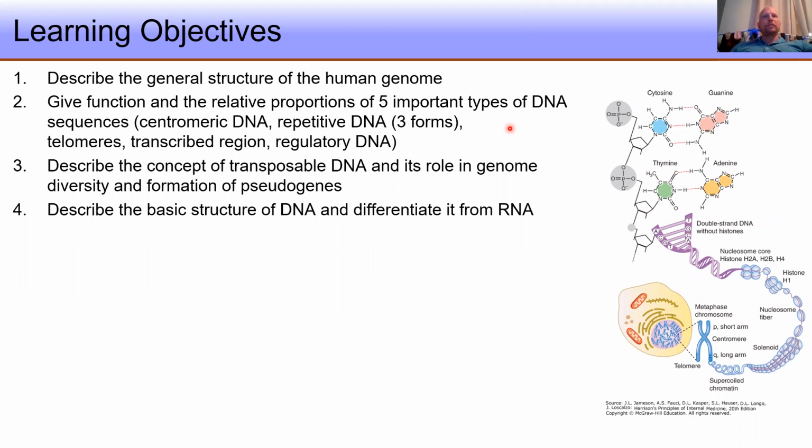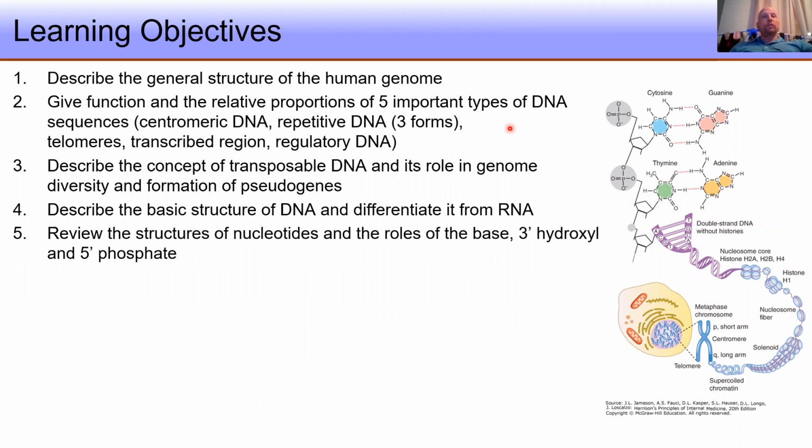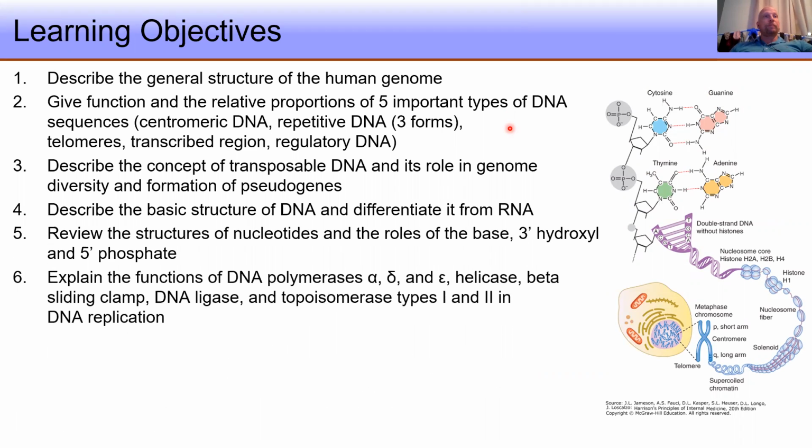We'll describe the basic structure of DNA, and it's important to be able to differentiate this from RNA. We'll review the structure of nucleotides and the roles of the base, 3' hydroxyl group and 5' phosphate group. Explain the functions of the different DNA polymerases. So we've got alpha, we've got delta, and we've got epsilon, for example. Then we've got helicase, beta sliding clamp, DNA ligase, and 2 types of topoisomerases. These are all involved in DNA replication.